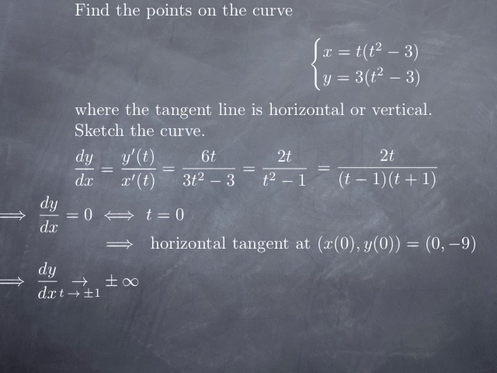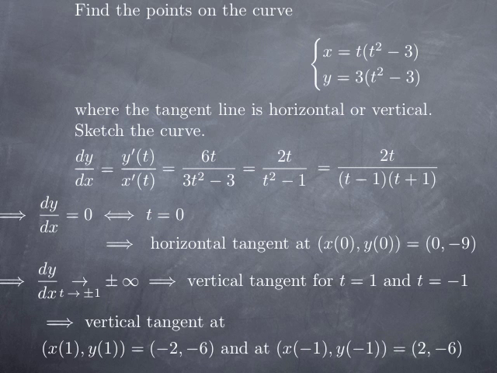On the other hand, dy over dx, as you can see, is going to be infinite when t approaches plus or minus 1, because this makes the denominator 0 and the top non-zero. Therefore, we're going to have vertical tangents for t equal 1 and t equal negative 1. The corresponding points on the curve are obtained by plugging t equal 1 and t equal negative 1 into the functions x and y. So when we plug t equal 1, we get negative 2, negative 6. And when we plug negative 1, we obtain 2, negative 6. So at these 2 points, we're going to have vertical tangents.